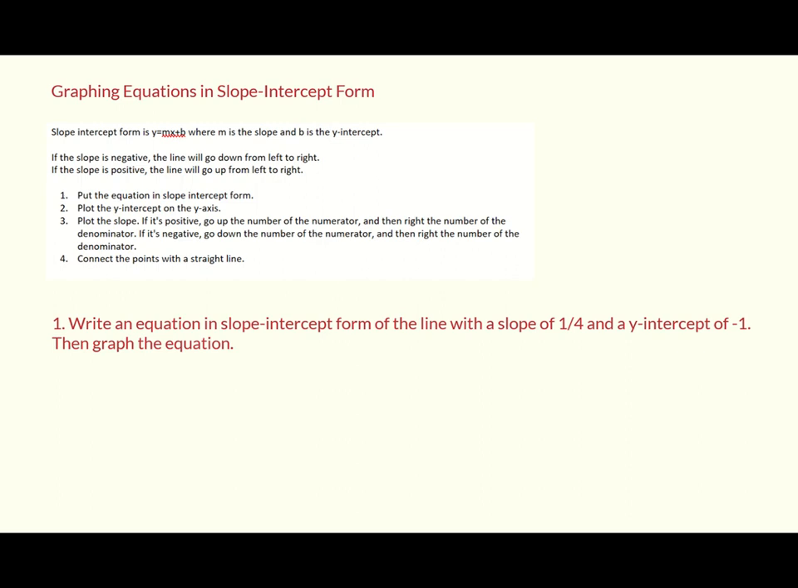with a slope of 1/4 and y-intercept of -1. And then we're going to graph it. So what we have to do is we know that the slope-intercept form is y equals mx plus b. Our slope is 1/4, so I'm going to put that in place of m. And our y-intercept, which is b, is -1. So we've done the first part. We've written it in slope-intercept form.